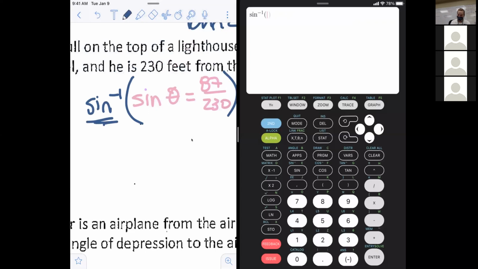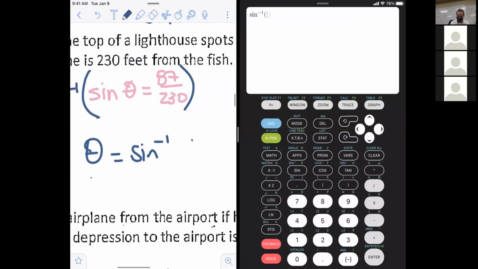So technically we're multiplying that on both sides. So I'm left with theta by itself. And I'm going to do inverse sine of 87 over 230 in my calculator. We're going to explore inverse sine a little bit more later, but right now that's all we've got.